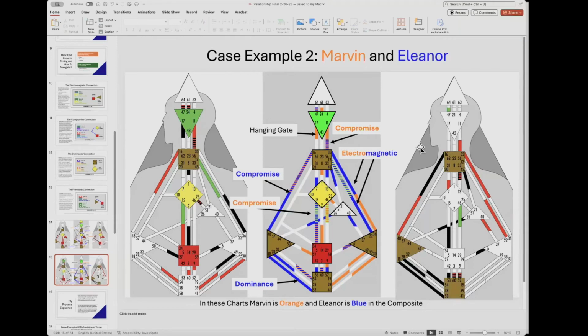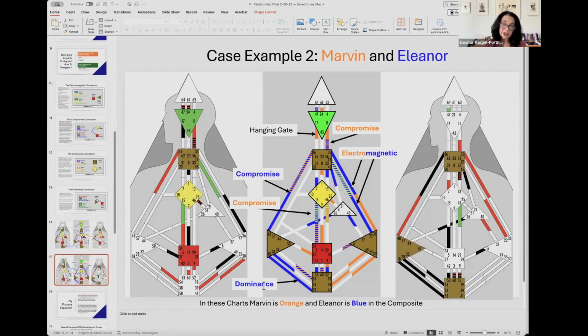Can I interrupt you? Sorry, can I interrupt you? Sure. I have a question that says, is this true also if the relationship chart has a 21-45 and not individually? And I think this question applies to everything. Can you repeat it? I couldn't hear what you were saying. Is it true also if the relationship chart has a 21 and 45 and not individually? That's the question.